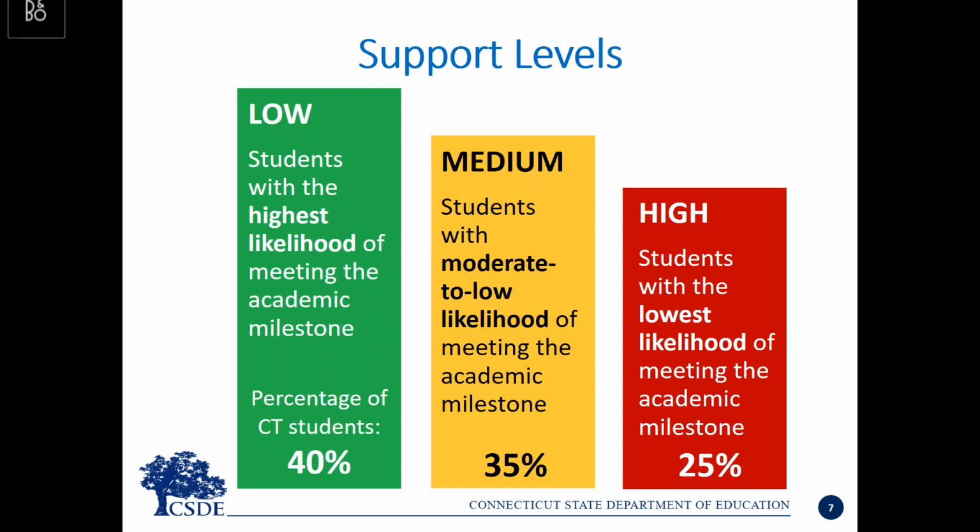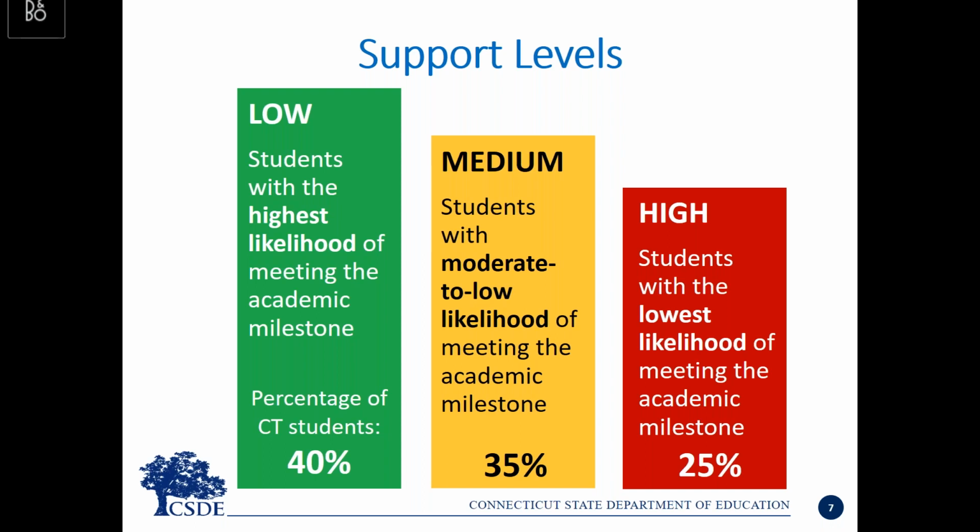Statewide, the students that have the lowest likelihood of meeting the academic milestone, that 25% of students, they're assigned to the high support group. The next 35% of students fall into the medium support level. And the students who have the highest probability, the 40% of students that have the highest likelihood of reaching the milestone, they're in the low support group.